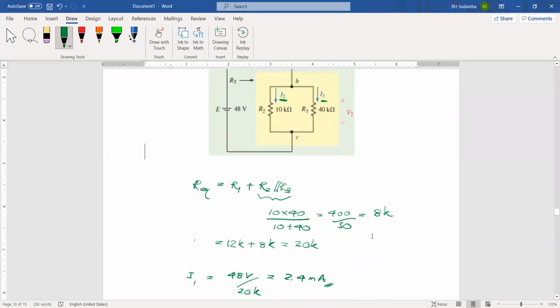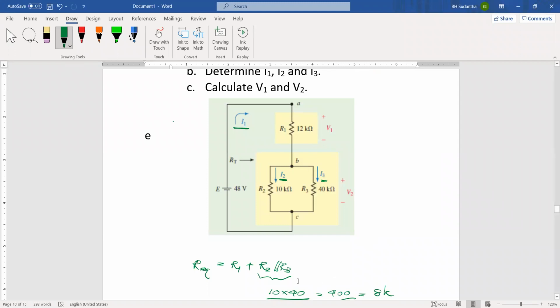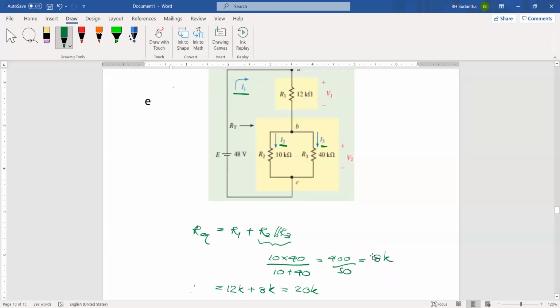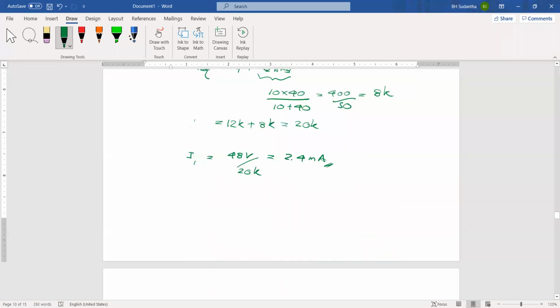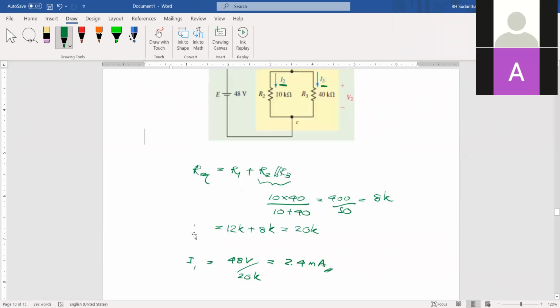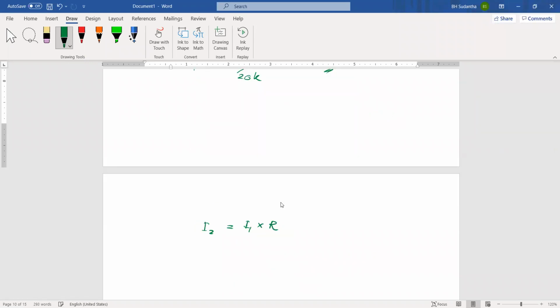Then here you can determine I2 and I3, and to determine that you can use the current dividing rule. To determine I2, we can find I2 as I1 times R3 divided by R2 plus R3. Using this equation, we can solve this.